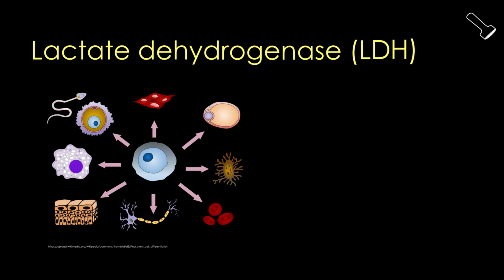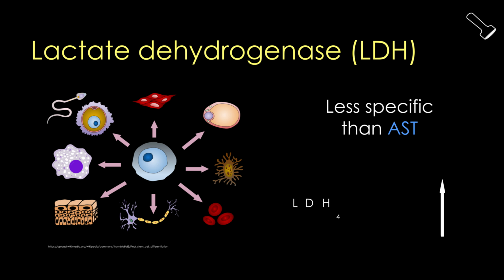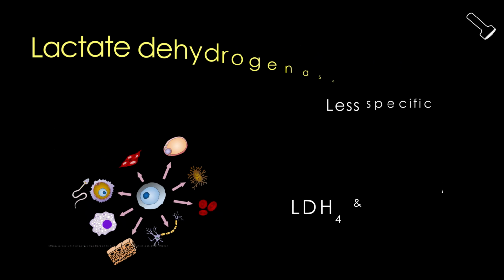This enzyme is pretty much the same as AST in that it can be found in all tissue types and isn't greatly specific to the liver. LDH is actually less specific than the already not so specific AST, so for this reason it usually isn't used to evaluate liver function, while the other tests are available. In cases of liver damage, you'll see an increase in LDH4 and LDH5.